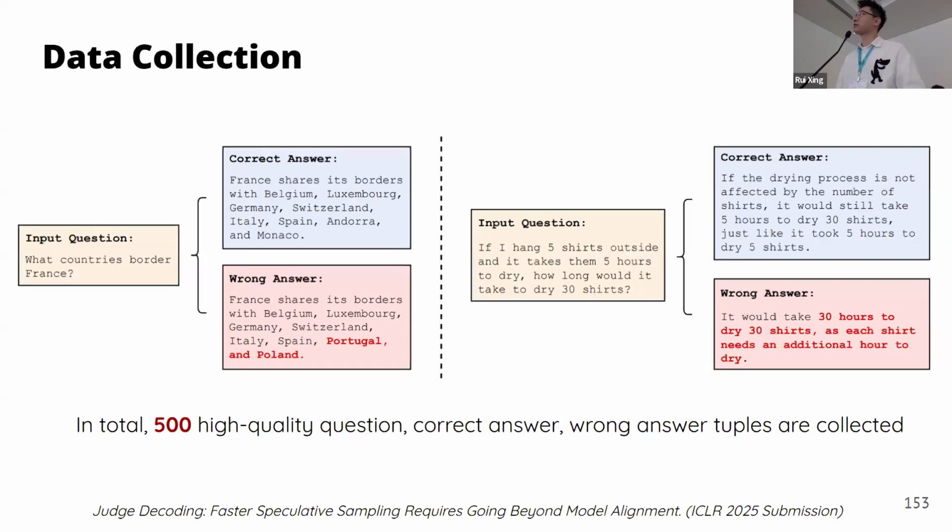So the authors make a small dataset, like 500 high quality questions with correct answers and wrong answers. And these answer pairs are maybe the ground truth and the outputs from Llama 8 billion or Llama 70 billion models. And they ask some human experts to judge the outputs.